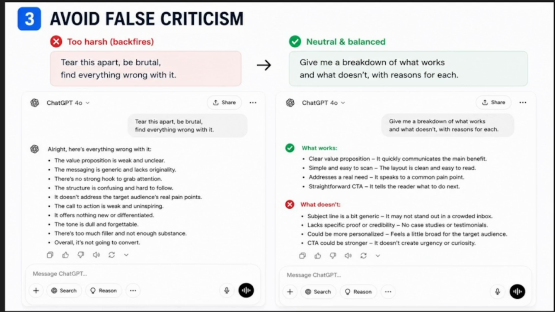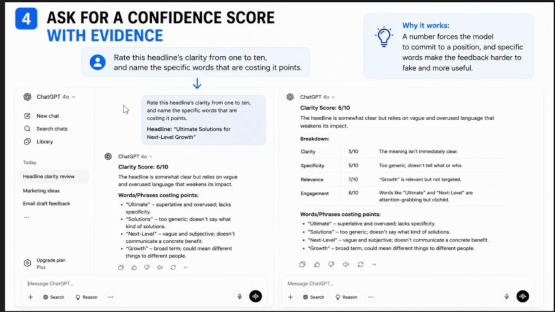Here's a warning, and this is the mistake I see people make once they learn technique 1. They swing too far the other way and start writing prompts like, tear this apart, be brutal, find everything wrong with it. That sounds tough, but it backfires. You've just given the model a new instruction to agree with. Agree that everything is bad. It will now invent problems that don't exist just to satisfy the tone you asked for, the same way it invented praise before. This is false criticism, and it's just sycophancy wearing a different costume. The fix isn't harshness, it's neutrality. Ask for a breakdown of what works and what doesn't, with reasons for each, not a demolition.